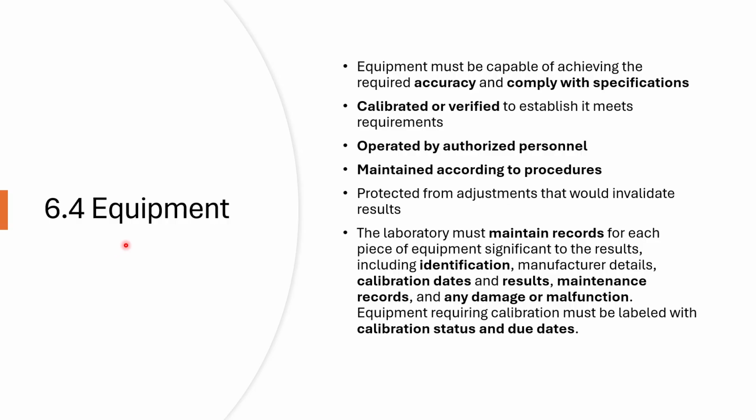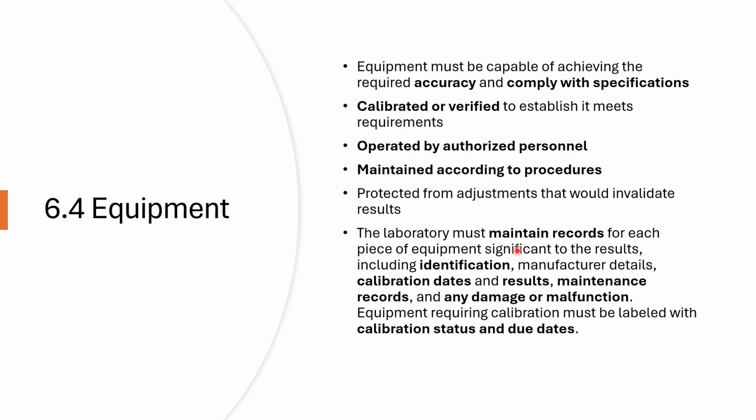Coming to clause 6.4, that is equipment. Now, the equipment must be capable of achieving the required accuracy and comply with specifications relevant to the laboratory activities. Before being placed into service, equipment must be calibrated or verified to establish it meets requirements, operated by authorized personnel, maintained according to procedures, protected from adjustment that would invalidate the results.